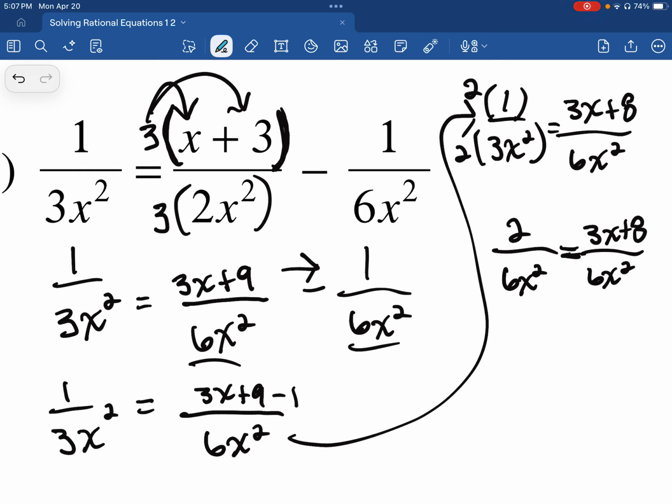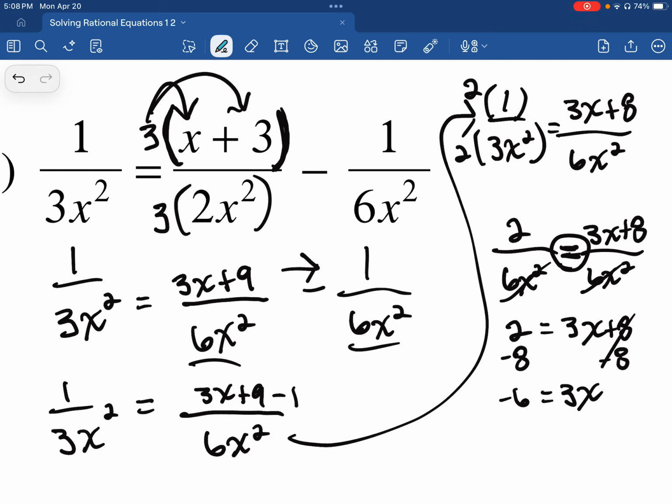And now, because these two things are stated to be equal, if our denominators are equal, that implies that our numerators are equal. So we can simply ignore these and say 2 has to equal 3x plus 8. Now we're getting down to some simpler algebra. We can cross the 8's out by subtracting on both sides, and we get -6 equals 3x. Dividing both sides by 3, allowing us to cross out our 3's, we get -2 equals x.